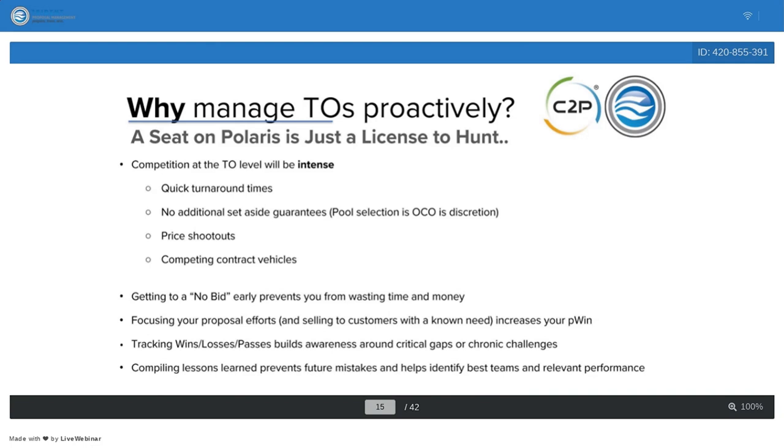And then compiling those lessons learned is going to help you prevent future mistakes, identify your best teams and relevant performance, so you can continue to drum up work that fits your team, and build that repertoire of success stories. Because if you can articulate to a customer the use case and the value in what you're selling, you're paving the way for better capture and a more competitive proposal.